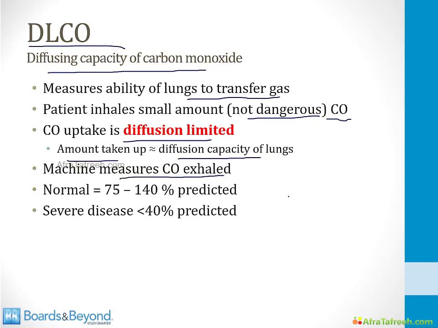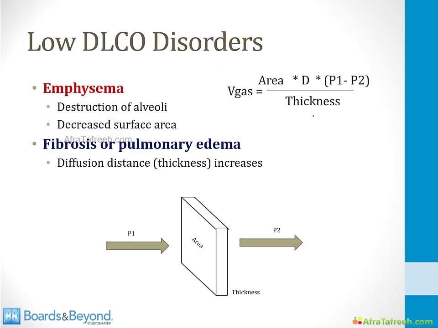Patients who have lung disease that results in a significant impairment of diffusion will not take up much carbon monoxide. On the other hand, healthy lungs will take up more carbon monoxide. There are normal amounts predicted for age and body size, and a normal result is about 75 to 140% of the predicted value. Patients who have severe forms of lung disease that impair diffusion can have values like less than 40% predicted. In the video on hypoxia, I talked about how diffusion impairment can lead to hypoxemia in the blood.